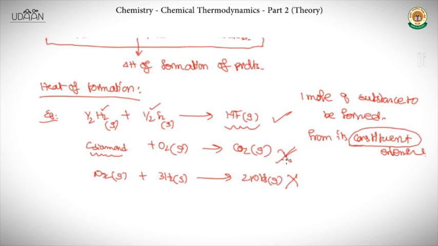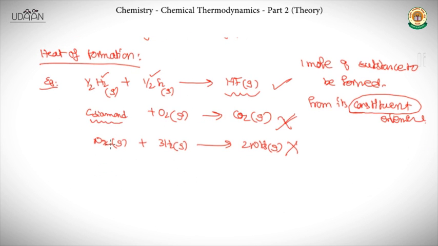So basically, whenever you have n moles of product when you're calculating heat of formation, you divide the reaction's heat by n. Exactly. And one more example finally.